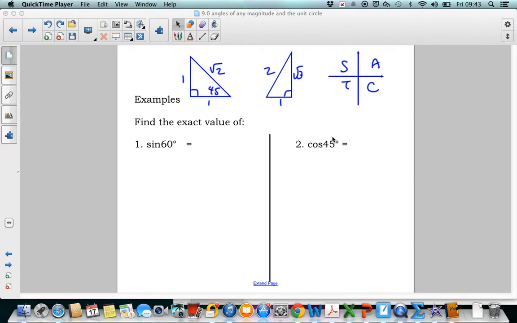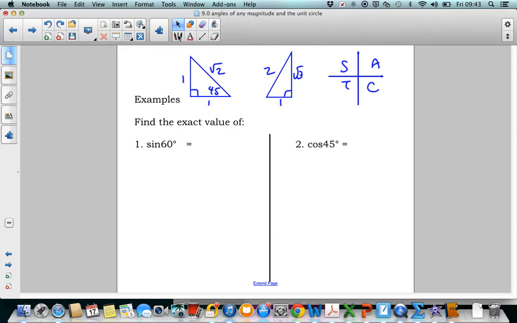And Miss Hughes. Alright, today we're going to look at what we call angles of any magnitude. So up until this point, we've only really done trigonometry with acute angles. That's angles between 0 and 90. So now we're going to look at how we can find angles that are bigger than 90 degrees. We'll start off easy. We'll need to remember our exact values or our special triangles for this as well.